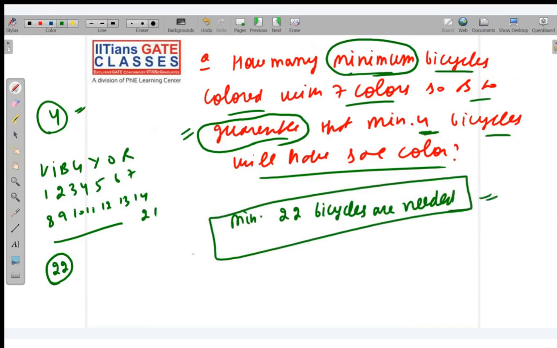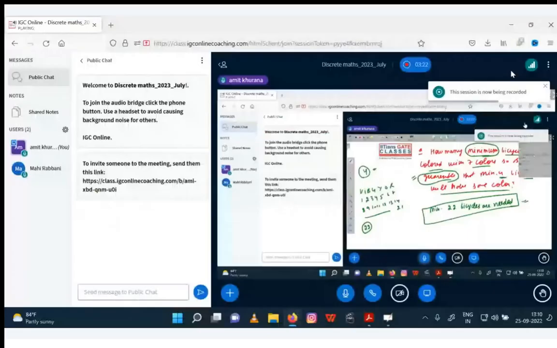Yes. Minimum 22 bicycles are needed. Let me jump to the next slide now. And I have not applied any formula. I have not given you anything. The basic thing is, just a second. Please, just a second.